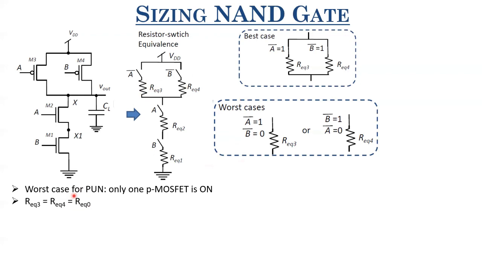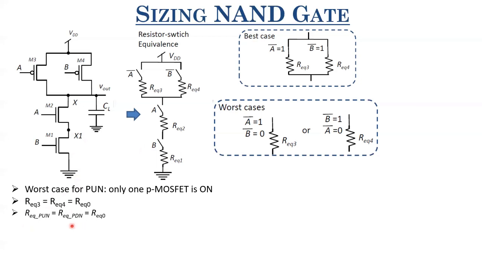Because we want to equate it to the TPLH of the standard inverter. So R equivalent of the pull-up network should be equal to R equivalent of 0, and for the worst case, the R equivalent is R equivalent of 3 or R equivalent of 4. So we have to make R equivalent of 3 equals R equivalent of 4 equals R equivalent of 0. That is how we will size it. Okay, so this is first.